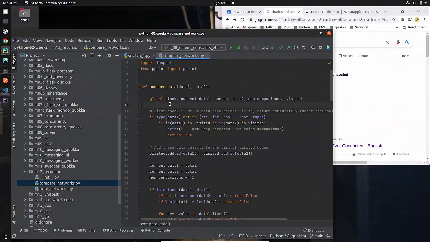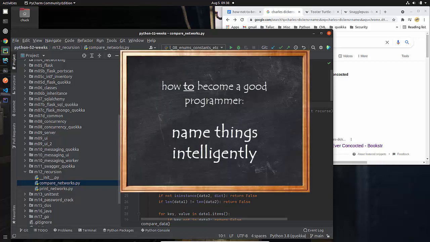So remember, if you want to be a friend to anybody who's going to look at your code, or to yourself when you look at it, not right at this moment, then you will name things intelligently.